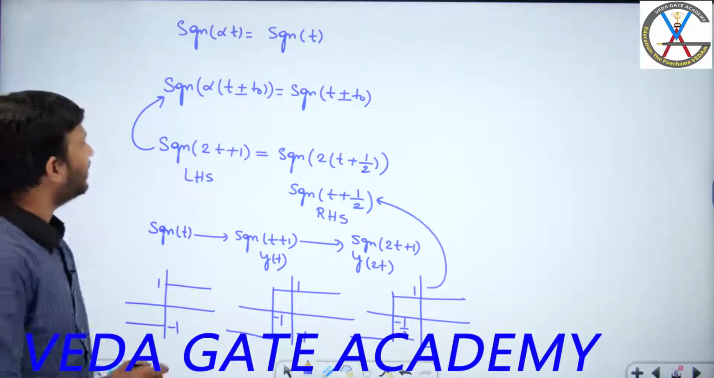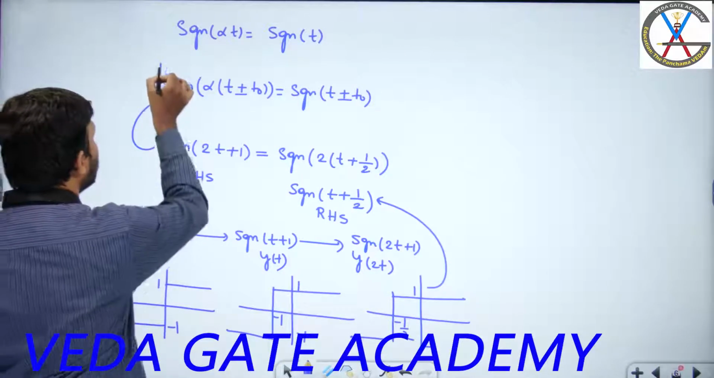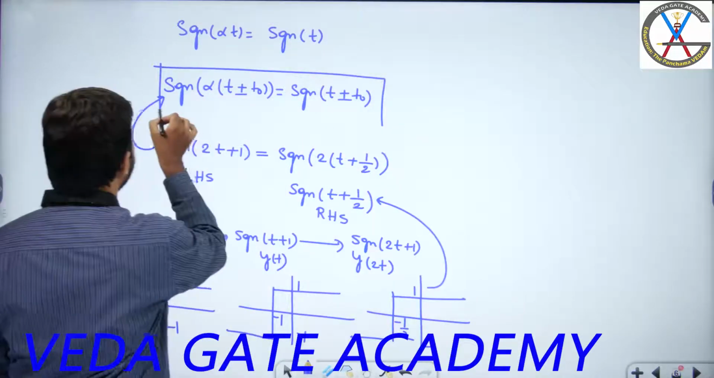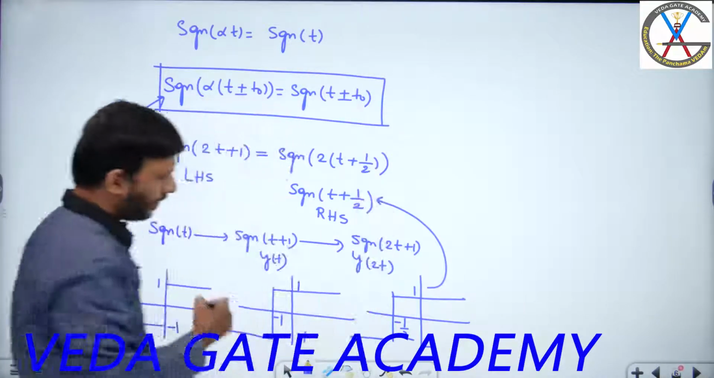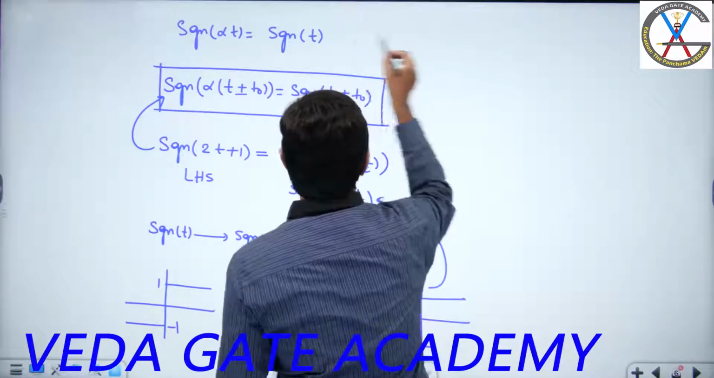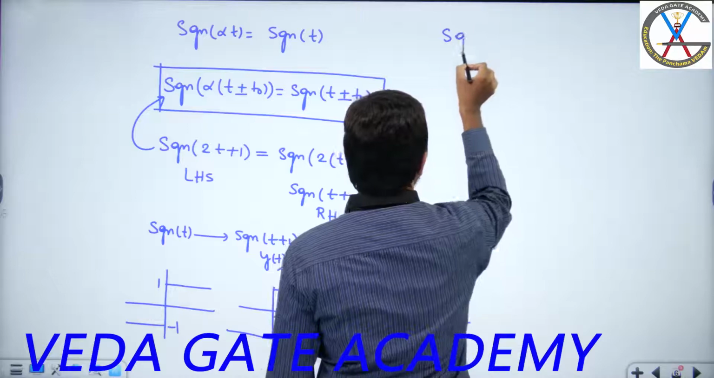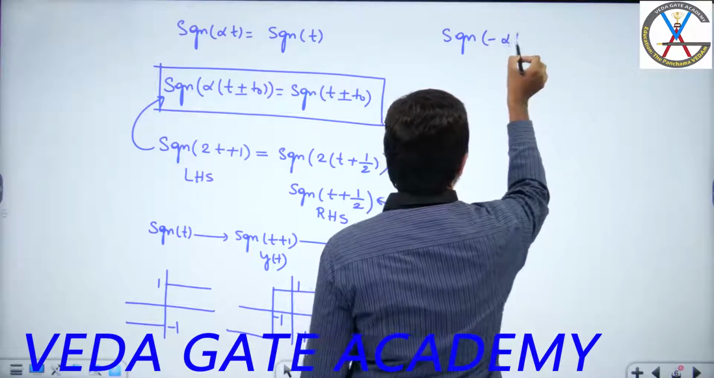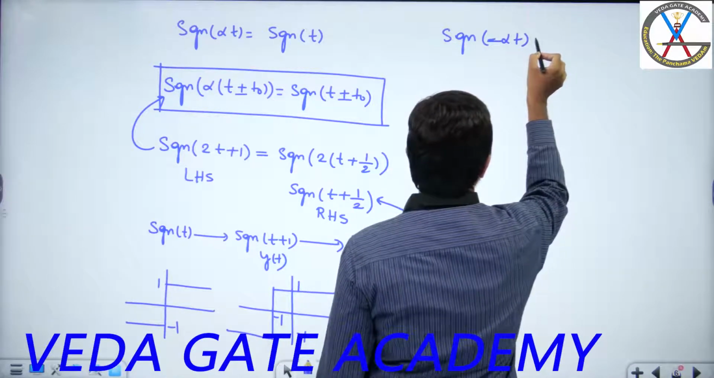Right? So this is an important one. You can neglect the value of alpha. In the same way, what is signum, if I replace t with minus t? Already we have seen signum of minus alpha t. Signum of minus alpha t, what is that we got?